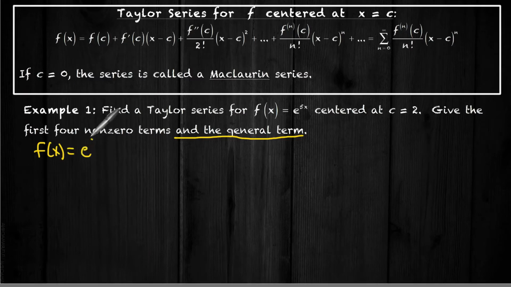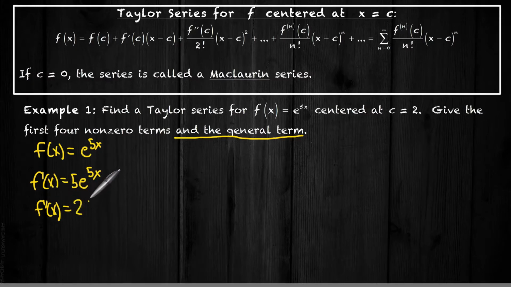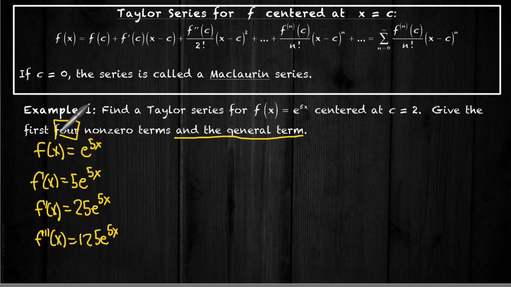We have our original function e to the 5x. And then we have our first derivative, which is going to be by the chain rule, 5e to the 5x. And then the second derivative, chain rule again, 25e to the 5x. Third derivative is going to be 125e to the 5x. And because they're asking for the first four non-zero terms, this should be all we need to do.